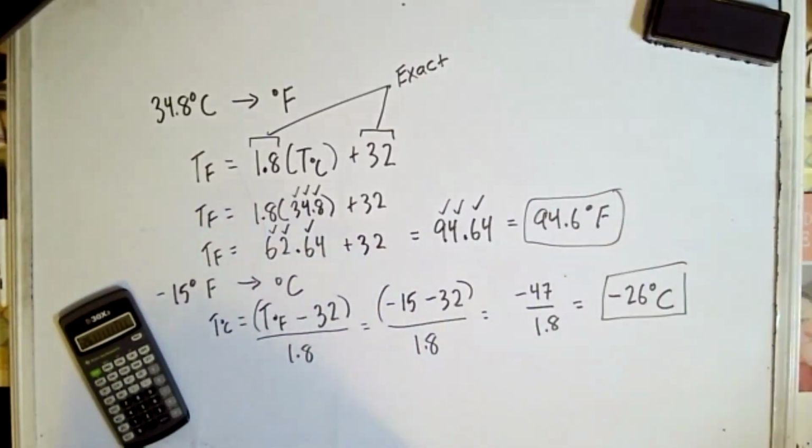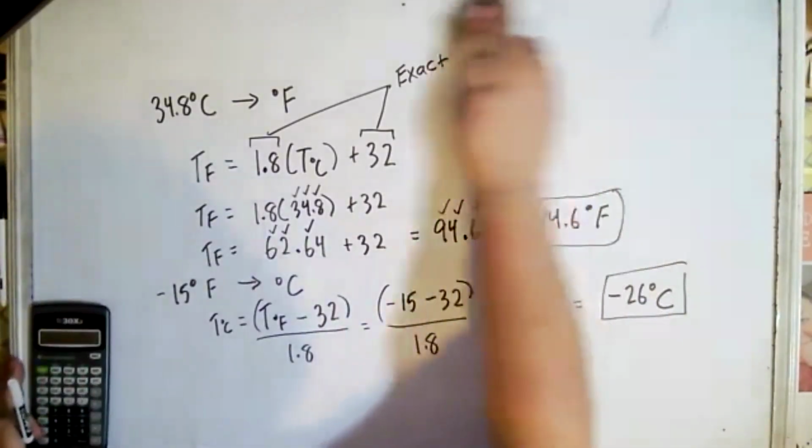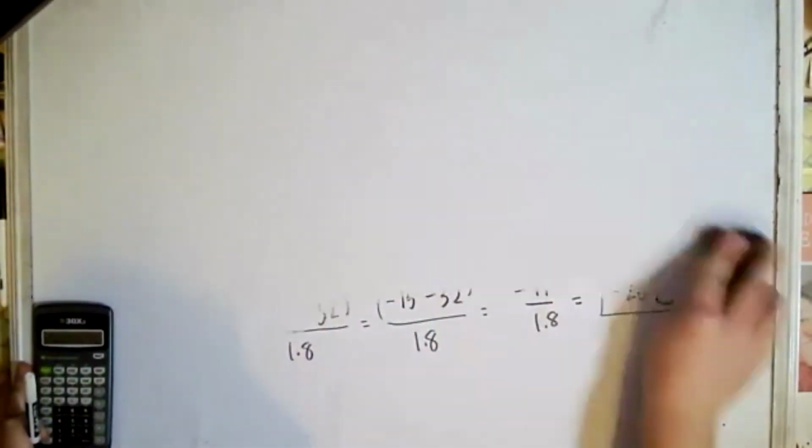The next question says, what is the normal body temperature, 37 degrees Celsius, in Kelvin? Oh, I thought that they told us the formula. My bad. Before we do that, I'm going to write out the formula. I must have skipped over it in one of the other slides.